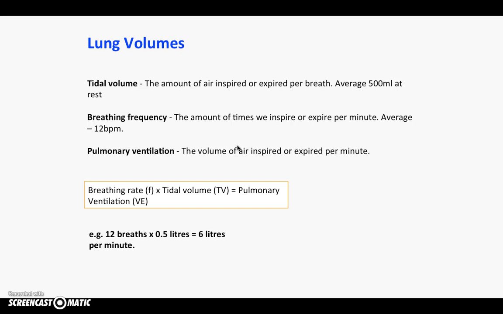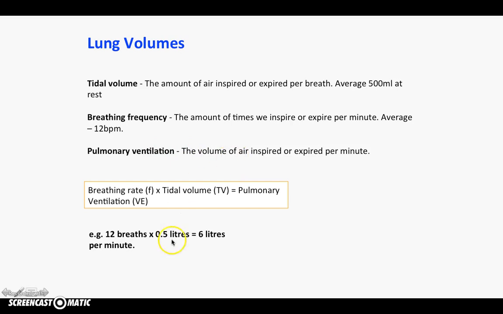And then finally, pulmonary ventilation or minute ventilation, as you may see it, is the volume of air inspired or expired per minute. Now this is very similar to cardiac output in the sense of you have an equation for this, and the equation for pulmonary ventilation is breathing rate or breathing frequency times tidal volume. So it's just these two figures multiplied together that give you pulmonary ventilation or minute ventilation, which is the volume of air inspired or expired per minute.